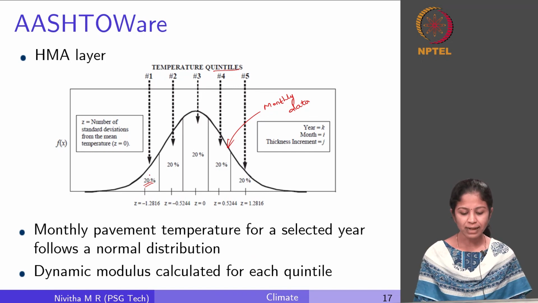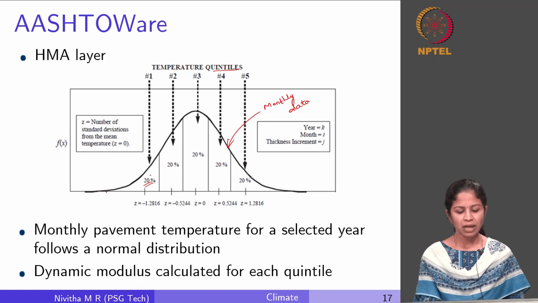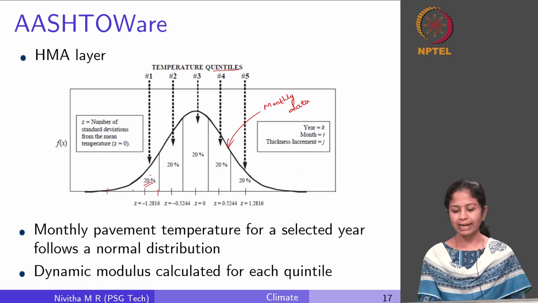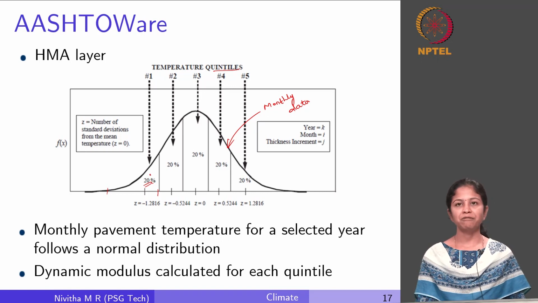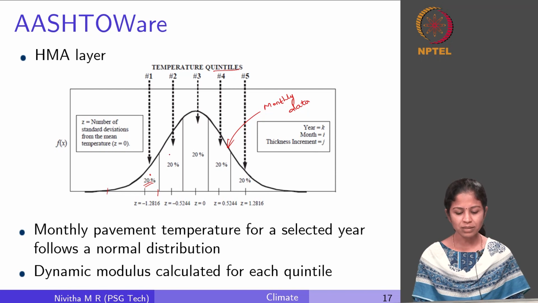Now each quintile is taken and one average value is taken for this quintile, because you can see here that from here to here the variability in temperature will be very less. So one representative value can be taken for this particular quintile rather than taking the entire temperature range for that month, right. So for the first quintile, one representative temperature value will be taken and that will be used as the material property in calculation of the strains. Then it is done similarly for the second quintile, third quintile and so on.